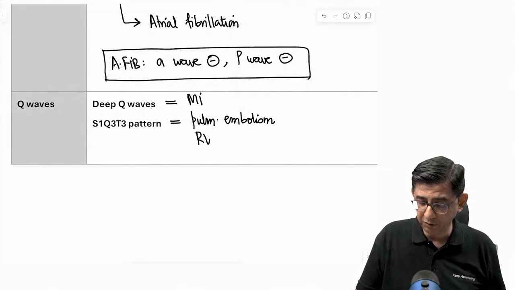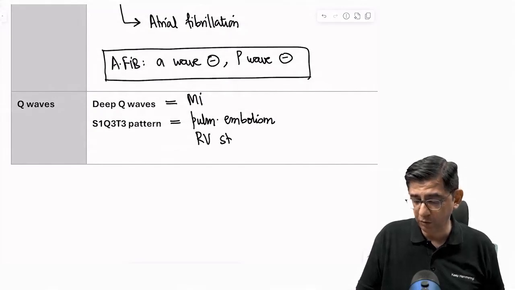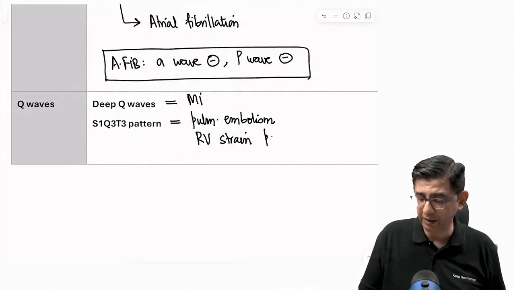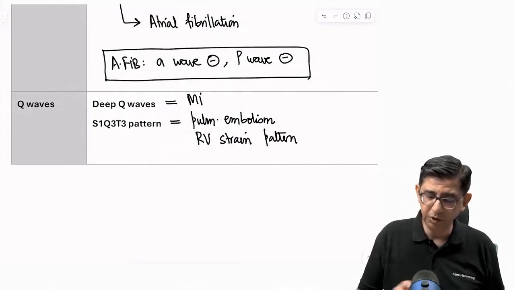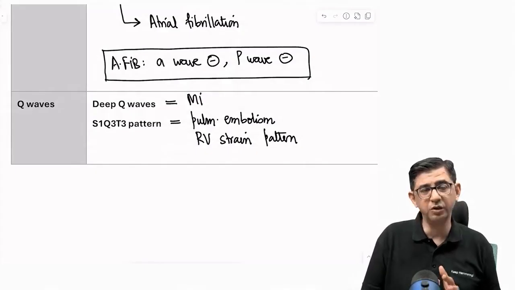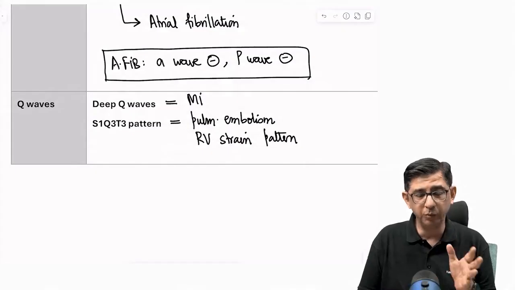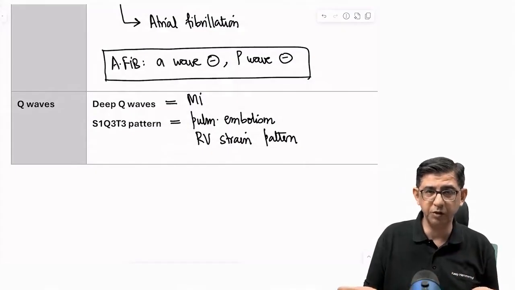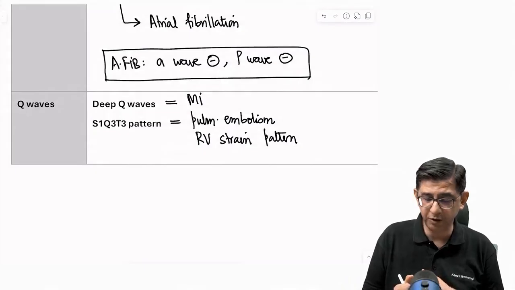Because if the pulmonary artery gets blocked, the right ventricle of the patient will get dilated and stretched. So sometimes in MCQs, they may not write the word pulmonary embolism, they may write right ventricular strain pattern, because if you block the pulmonary artery, then the right ventricle will be in strain, and therefore the term is right ventricular strain pattern.